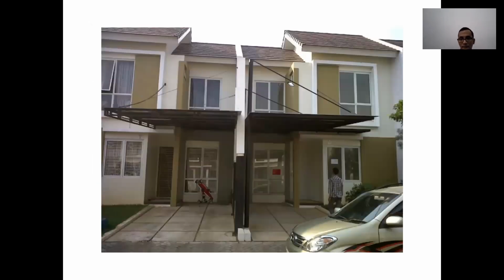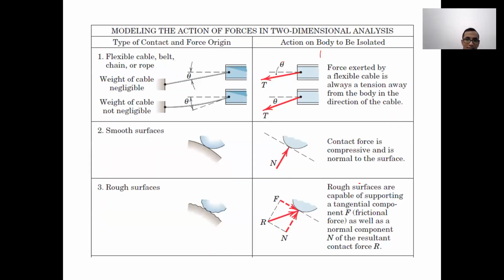Okay. This is an example of a cable problem. You can see it's straight, right? In our real world. Okay, so we can represent the cable there with tension force like this.